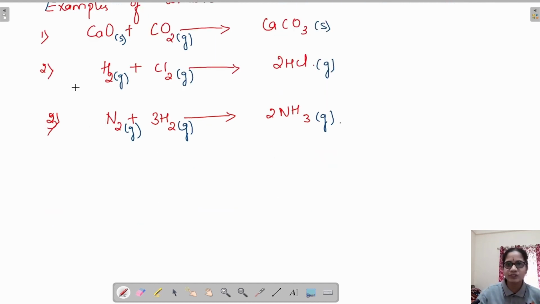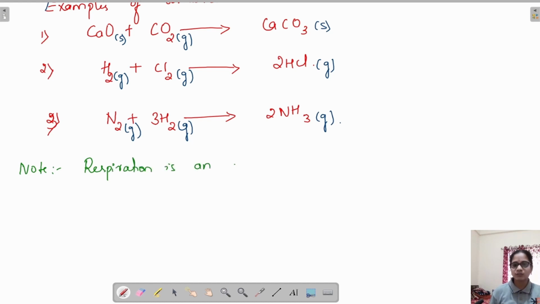Okay, and also we have talked about exothermic reaction here. Yes, if the heat is liberated, we call that reaction an exothermic reaction. One more example you have to remember is that respiration is also an example of an exothermic reaction. Okay, so I will write it as a note. Please note this point. Respiration is an exothermic reaction.